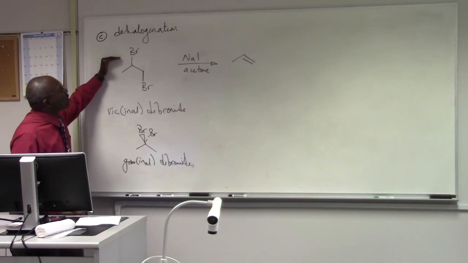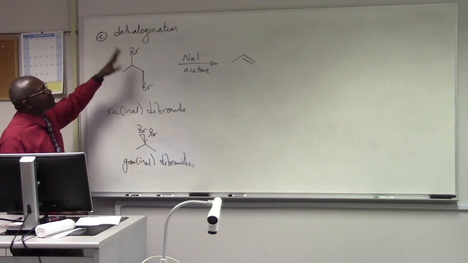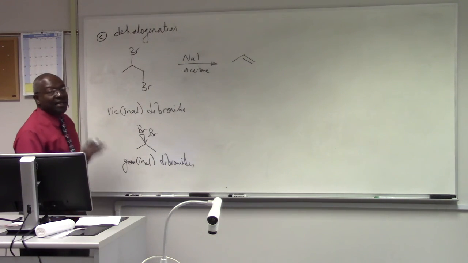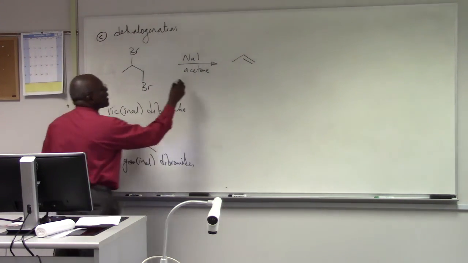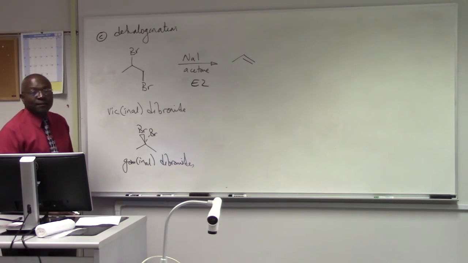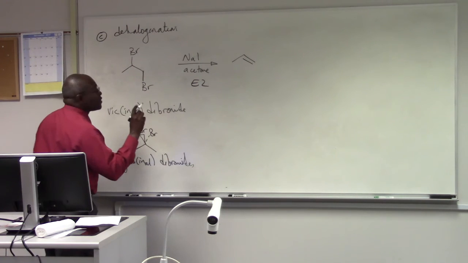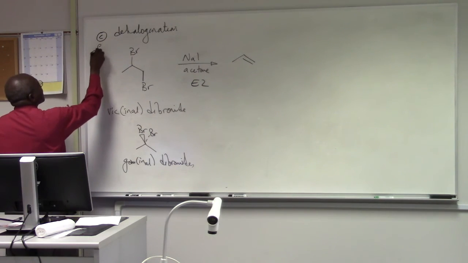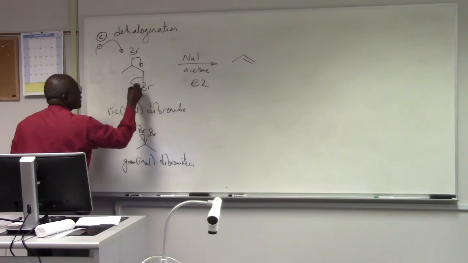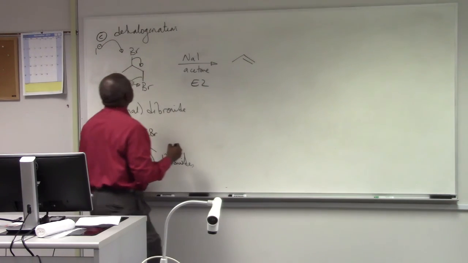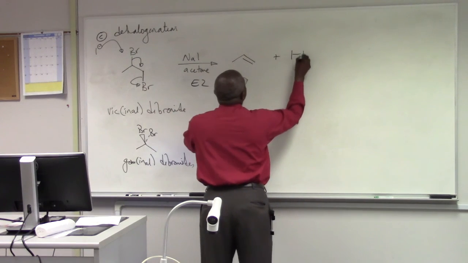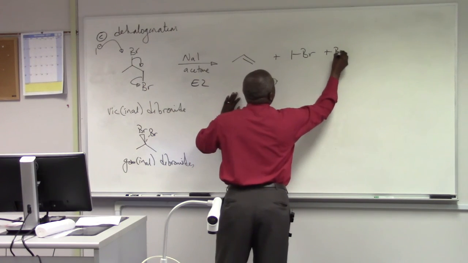If I treat vic dibromides or vic diiodides with sodium iodide and acetone, that gives me what essentially is an E2 reaction to give rise to the alkene. The reaction is kind of interesting because the iodide carries out, as I said, what is fundamentally an E2 reaction. And if I were to finish this out, what you end up getting is IBr plus Br minus.